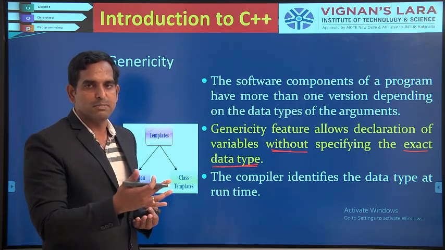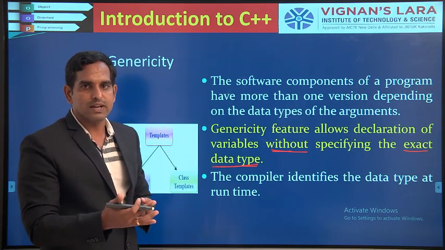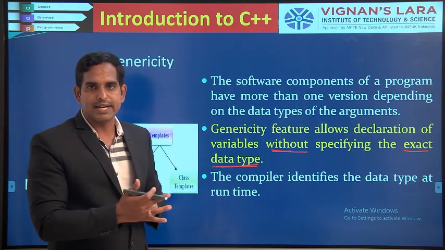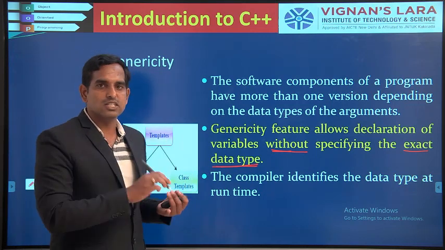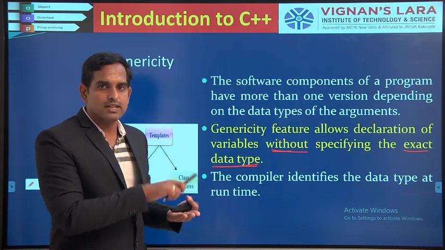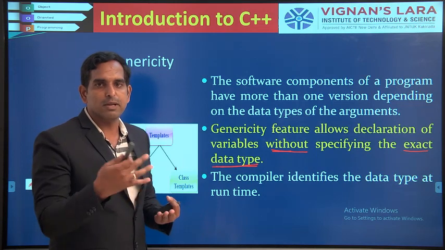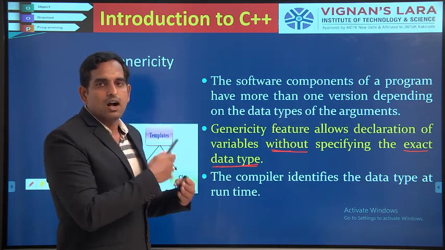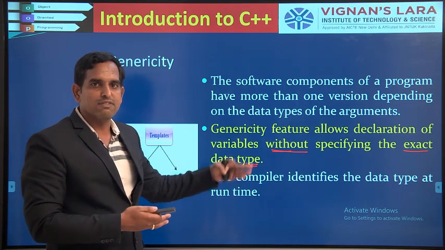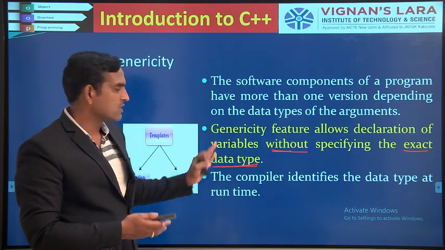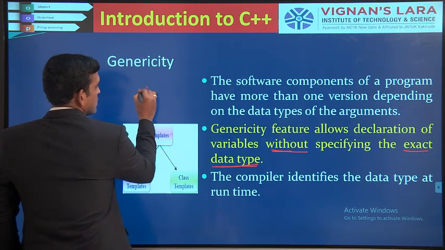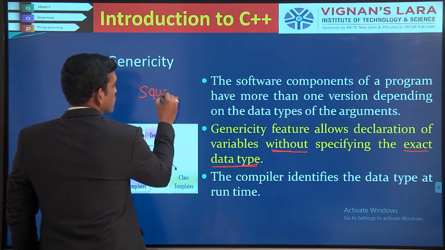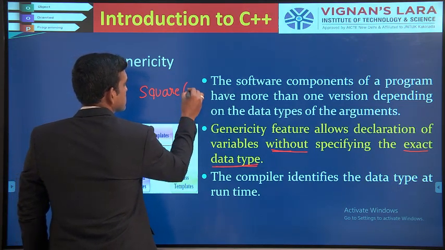So genericity is mainly about writing a program which will work for any data type, not just for integers, not just for floating point values, not just for double. Whatever may be the data type supported by a particular programming language, all those data types can work for that language. Okay, so in operator overloading, I told you, if you want to write something like this.